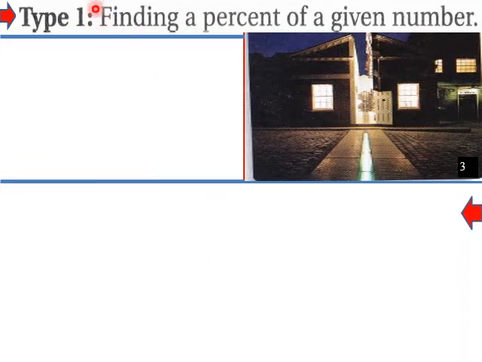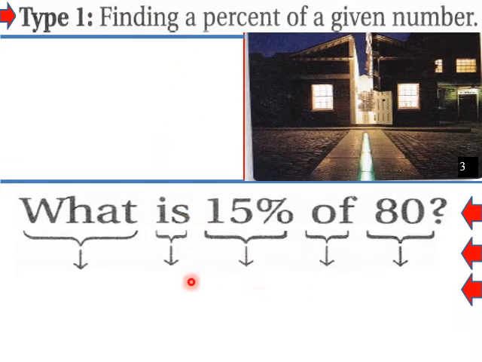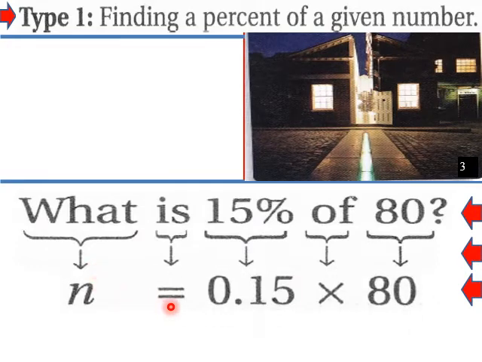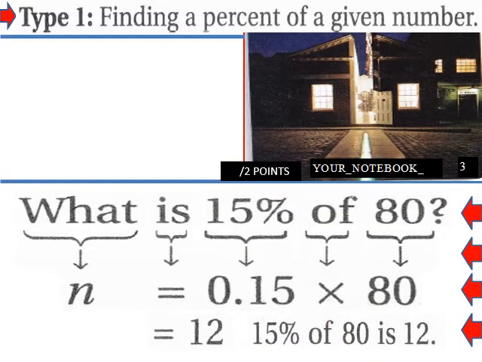So for example here, finding a percent of a given number. What is 15% of 80? So here n equals, and this is our verbal model, this is our algebraic expression from that verbal model. That would equal 12. 15% of 80 is 12.